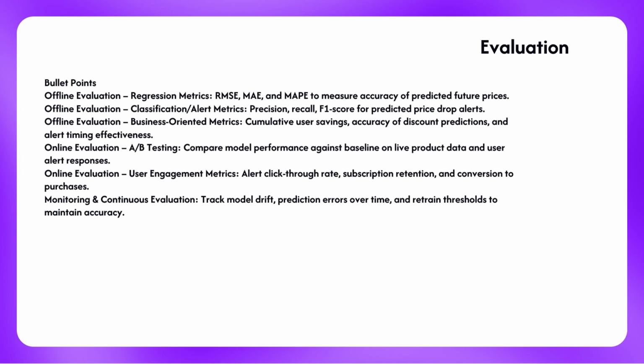4. Online evaluation, A/B testing. Offline metrics are necessary but insufficient for real-world deployment. A/B testing allows us to compare the new model against the existing system using live product data. Metrics such as alert effectiveness, prediction accuracy, and system latency are measured to validate improvements in a production environment.